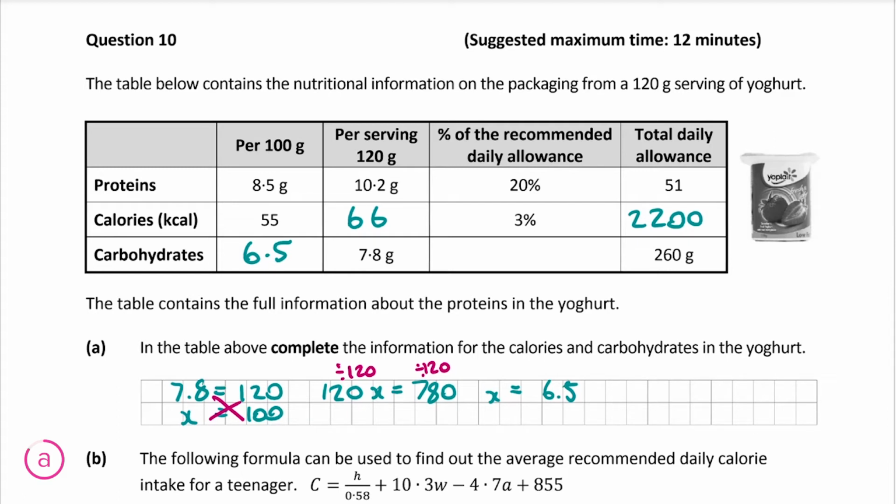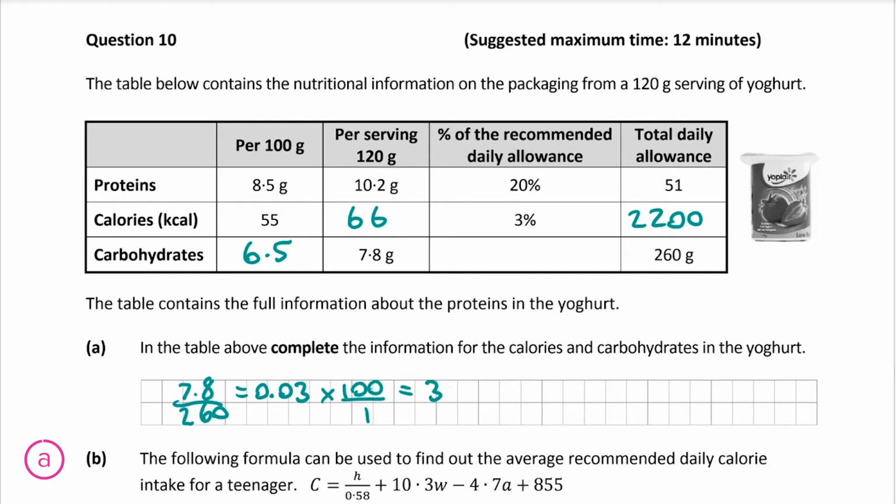Finally, the last piece of information we need to find is what percentage of the recommended daily allowance 7.8 grams of carbohydrates is. Now we can do this since we're told the total daily allowance of carbohydrates is 260 grams. So to find the answer, we divide 7.8 by 260, which gives us 0.03, and to convert this to a percentage, we multiply by 100 over 1, and that works out to 3%. So now we've filled in the table, so that's the end of part A.